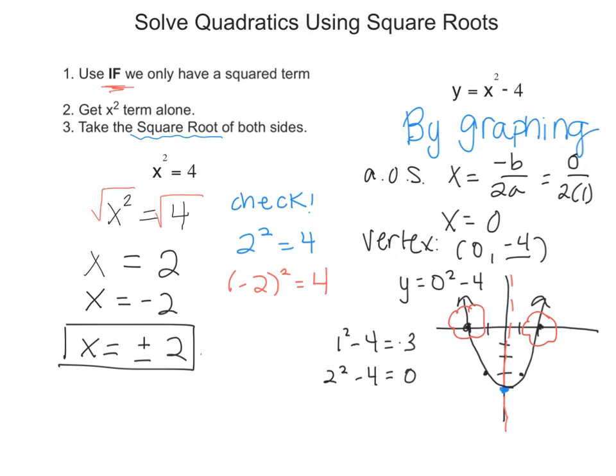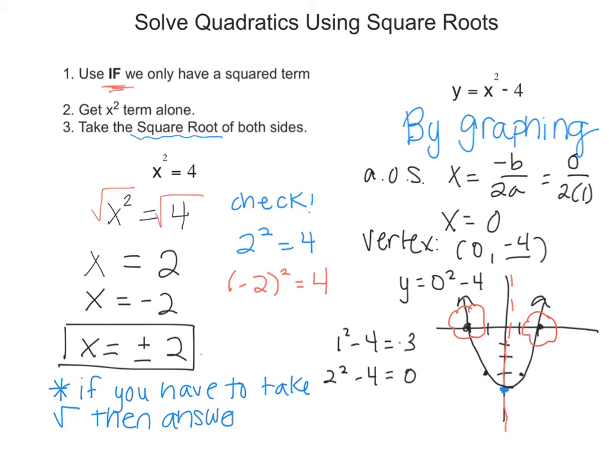Now, do I want to do that every time? No, I don't. So I know that if you have to take the square root, and I'm going to abbreviate, meaning it wasn't already part of the problem, you had to write it in to solve, then your answer is always going to be plus or minus whatever you get. Okay, let's go on to the next problem.